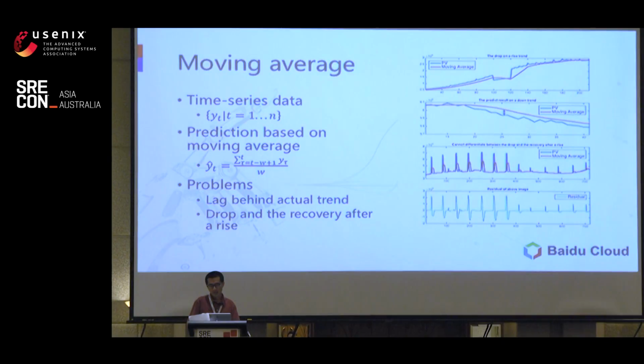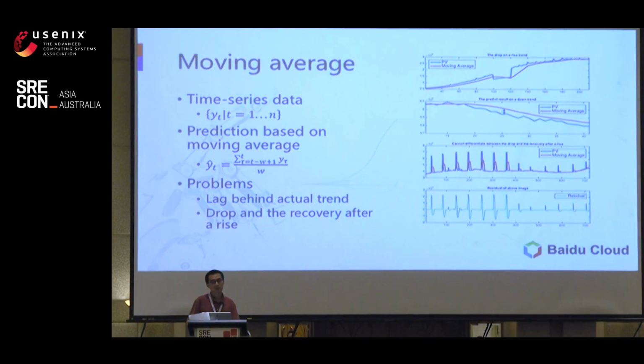The PV number data is defined as follows. T is the time of data, which is from 1 to n, and y_t is the value of the PV number at time t. Moving average computes the predicted PV number y hat t by the following formula. Here, W is the length of the window of the moving average. In fact, y hat t is just the mean of all the y_t's in the window. The window slides through the time series to detect the anomalies.